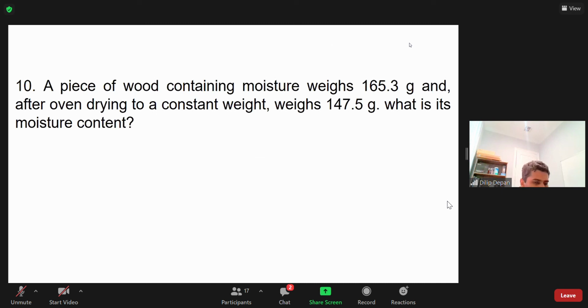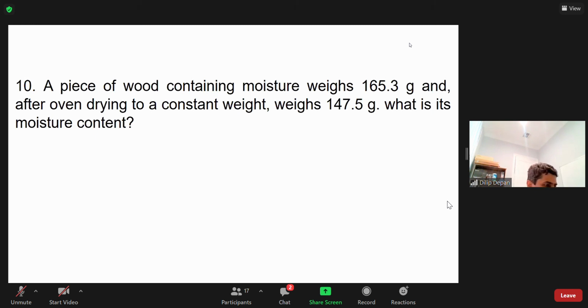So moisture content is actually the weight of the water. You need to first calculate the weight of the water in the wood, divided by the weight of the dry wood, and then times 100. That will give you the moisture content in percentage. So how will you determine the weight of water here, not the weight of wood? We have the weight of the dry wood. We have the weight of the wet wood. If you subtract both of them, you will get the weight of water.